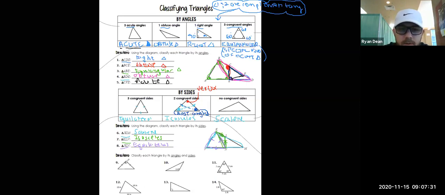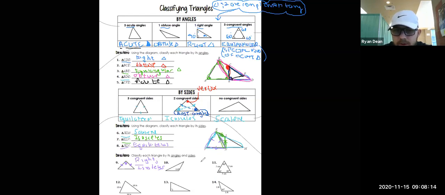So number 9, the first thing that I notice in this one is that it has a right angle. So the first thing I write down is right, because it's a right triangle based on the angles. And then based on the sides, there's two sides that are the same length. So I come over here, that's going to be isosceles. So we have a right isosceles triangle. You should never have two descriptions from the same category. So there should never be two descriptions based on the sides. There should never be two descriptions based on the angles.